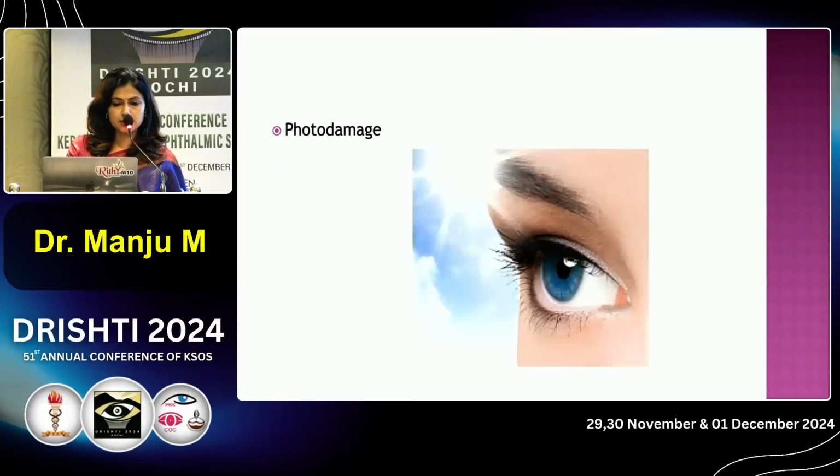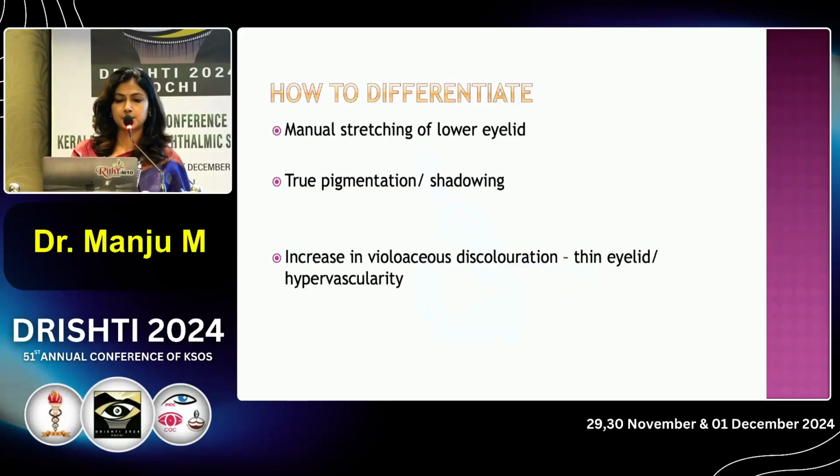Another most important thing is photo damage. When there is excessive UV exposure, that will lead to oxidative stress, and there will be pigmentation around the eyes and also laxity around the eyes. How to differentiate when a patient steps in with periorbital melanosis is a very simple technique. Just manual stretching of the lower eyelid, we can differentiate whether it's a true pigmentation or the shadowing effect.